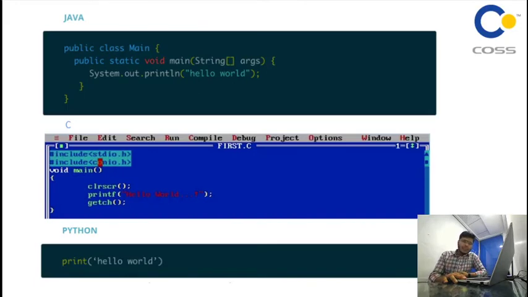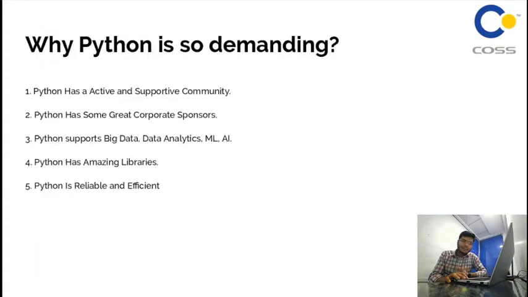So as I said, Python is easy to learn. This is a small example to demonstrate how easy Python is. To print a hello world program, if I use Java, the first program is using Java. If I want to print in Java, I have to use this many number of lines. Whereas in C, I have to use this many number of lines. But whereas in Python, it is a matter of only one line.